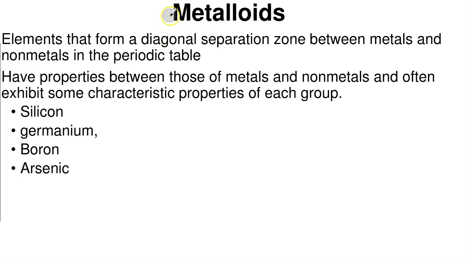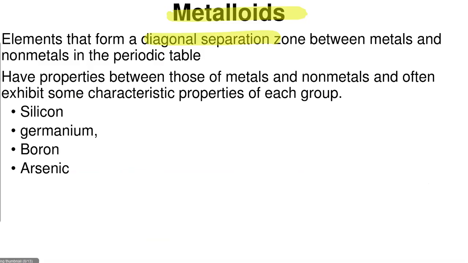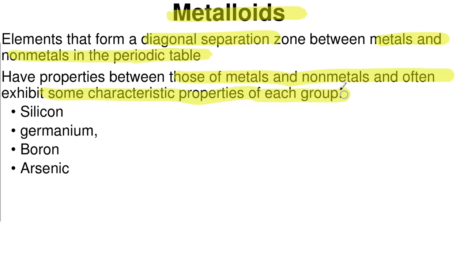Metalloids are one of the most important elements that have revolutionized the world we live in today. They form the diagonal separation zone in the periodic table between the metals and the non-metals. They basically divide the metals and the non-metals. They have properties between those of the metals and the non-metals, and often exhibit some characteristic properties of each group.